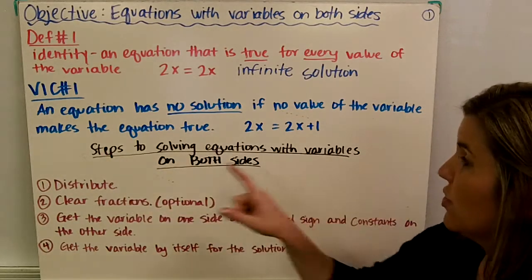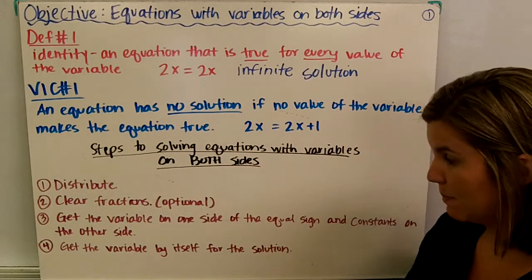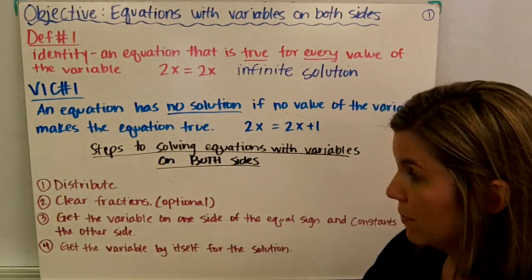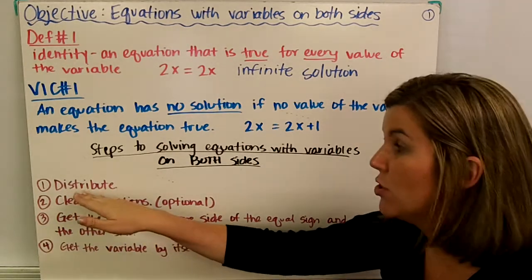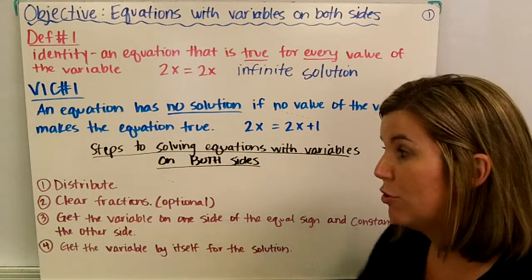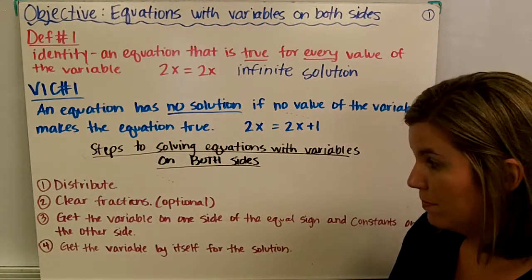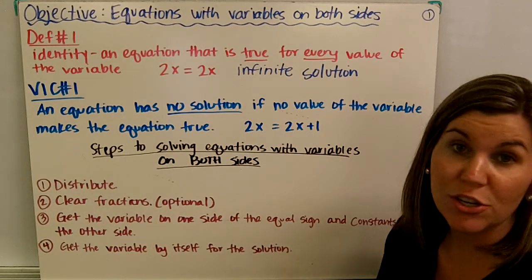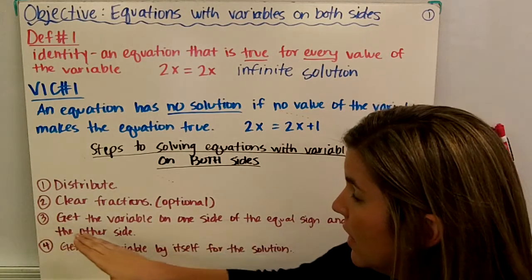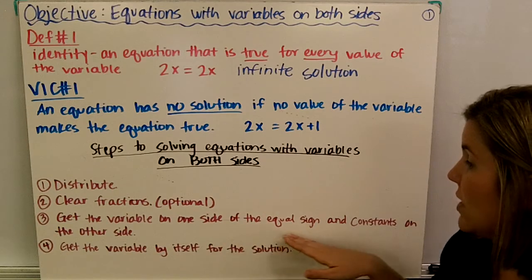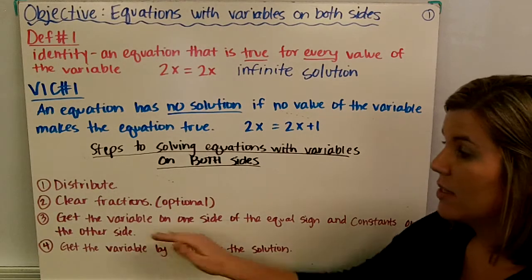Steps to solving equations with variables on both sides. Distribute. So if there's distributing that needs to happen, you do that first. Then clear the fractions. Again, this is optional. It makes the equation prettier. And number 3, get the variable on one side of the equal sign and constants on the other side.